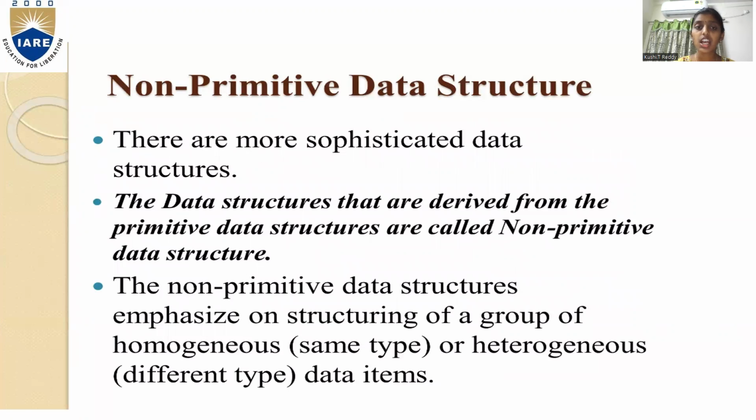Non-primitive data structures are more sophisticated data structures. The data structures that are derived from the primitive data structures are called non-primitive data structures. The non-primitive data structures emphasize structuring of a group of homogeneous or heterogeneous data types. Here homogeneous means same and heterogeneous means different.